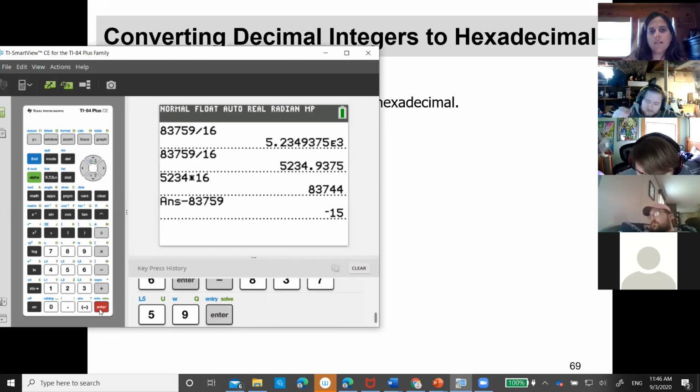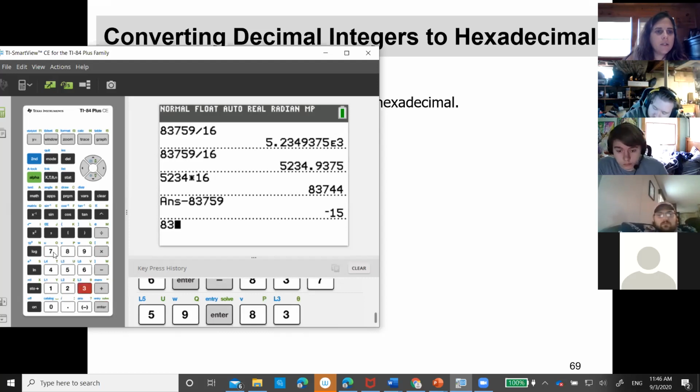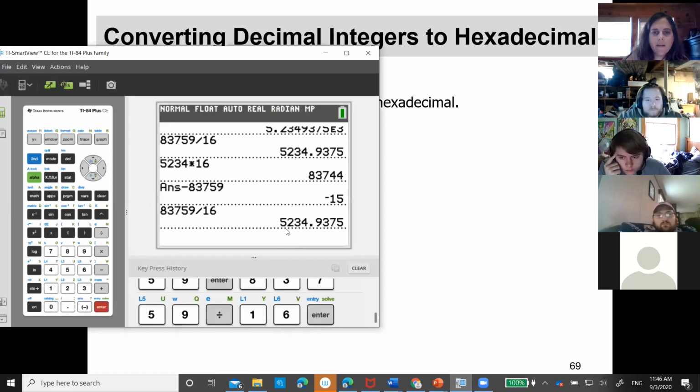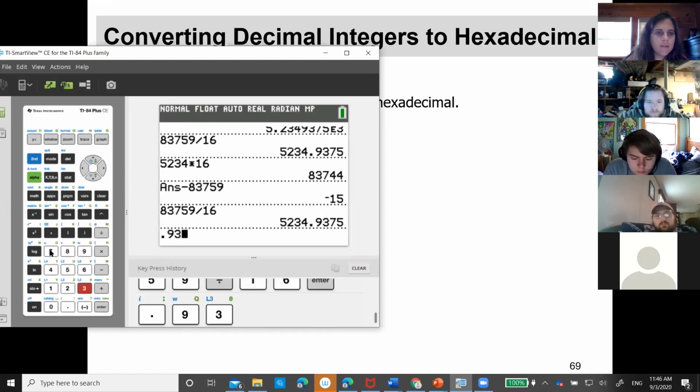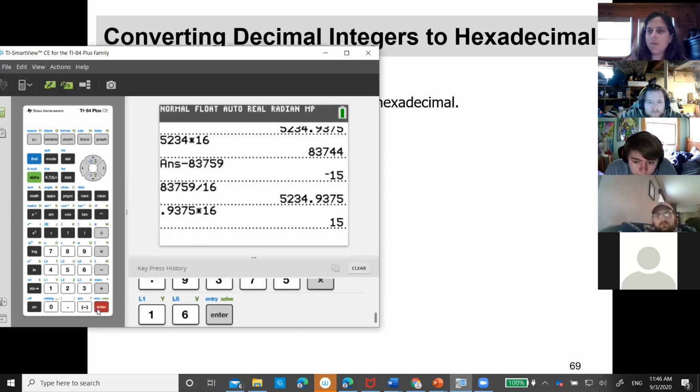The other way you can do it is take the 83,759 divided by 16. I'll start there again. We have this number. So when it goes in this many times, you can take this decimal 0.9375 part and multiply it by 16, and it should tell you it's 15. That might be faster and maybe less confusing. Either one of those ways will do it. So that's a remainder of 15.